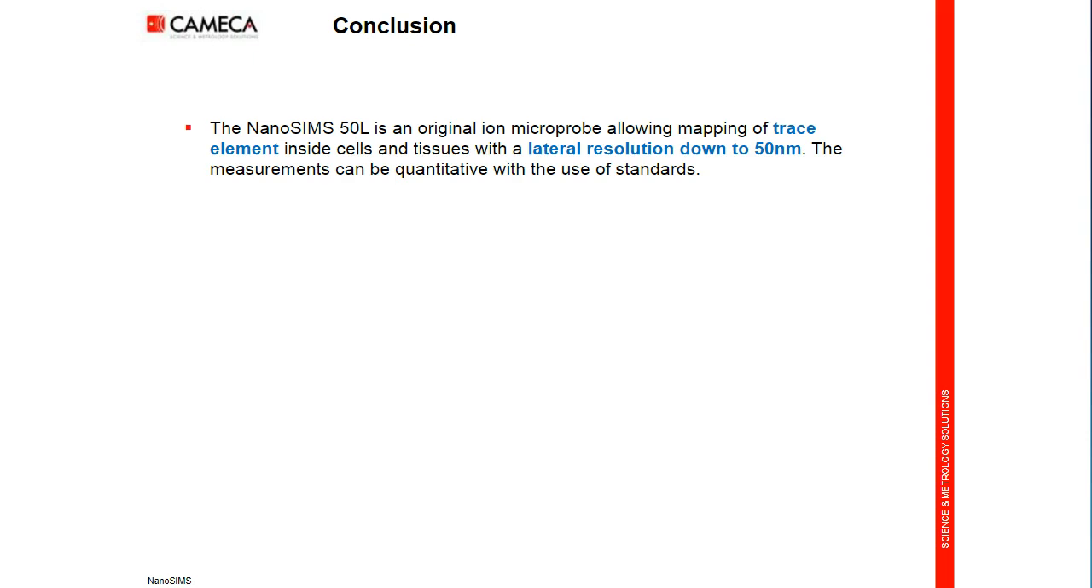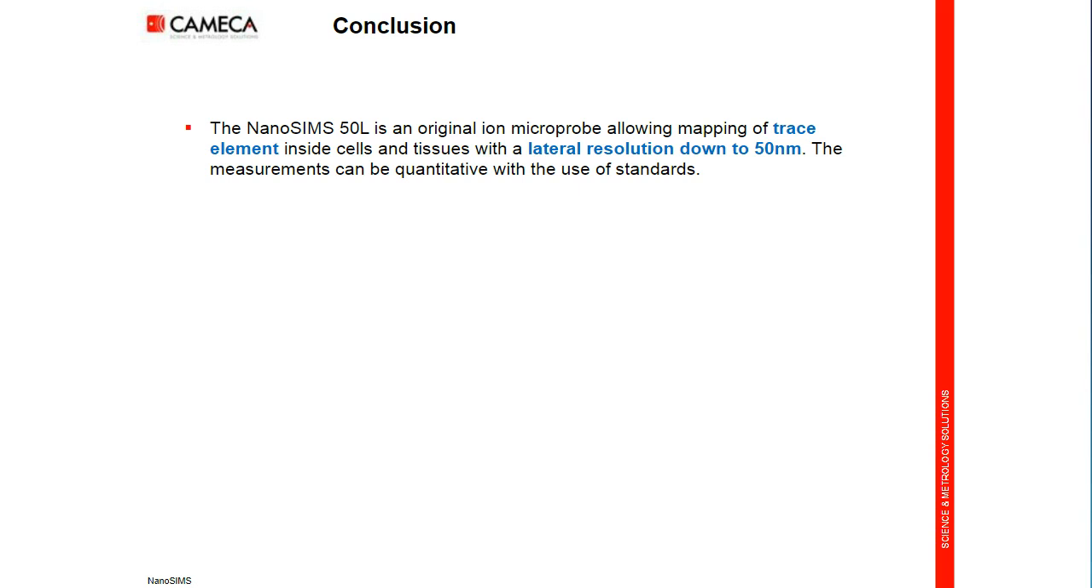So, in conclusion, the NanoSIMS 50 is an original ion microprobe allowing mapping of trace elements inside cells and tissues with a lateral resolution down to 15 nanometers. The measurements can be quantitative with the use of standards.